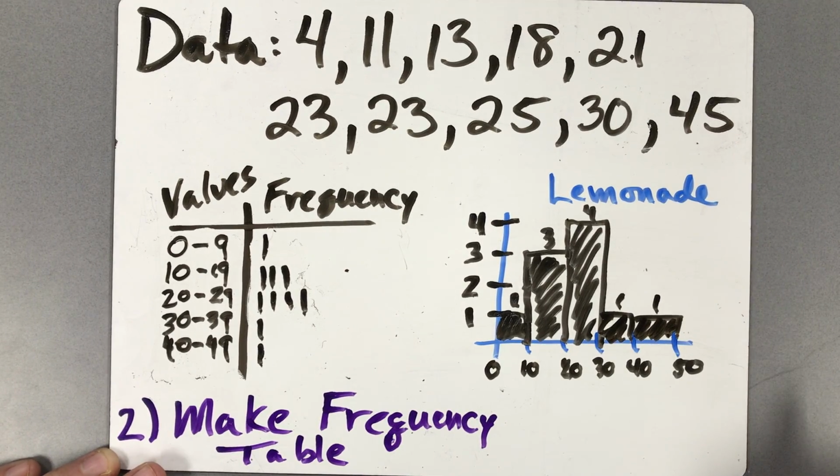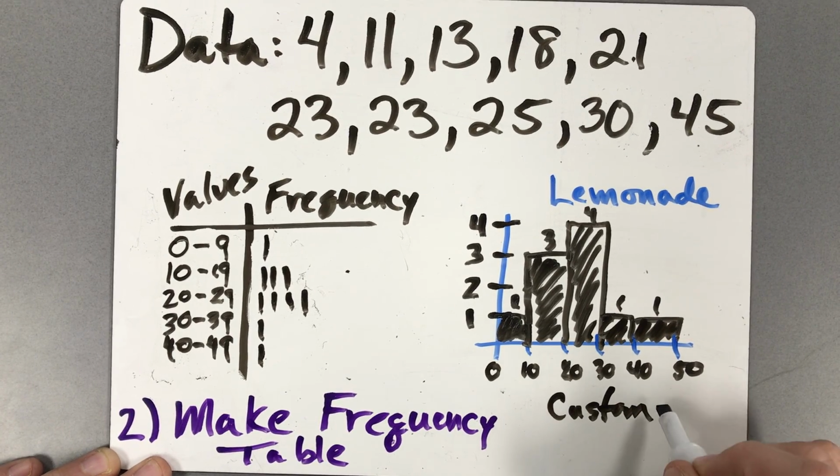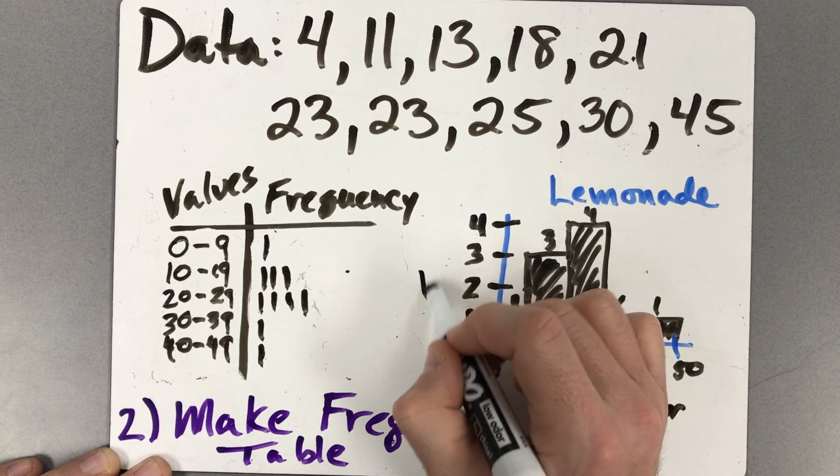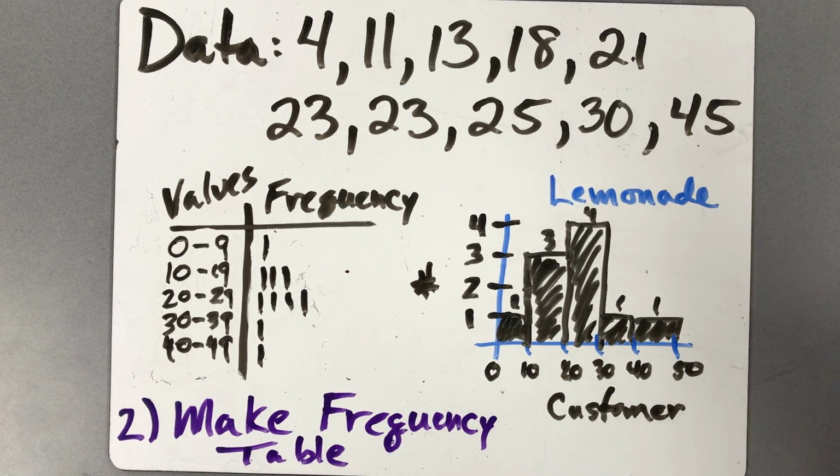Now to get full credit for a histogram, you'd hopefully label your x-axis, that's your customers, and the other one is the frequency, which is the number of times that these customers had purchased lemonade. That's a perfect histogram. Good luck making them in your homework as well.